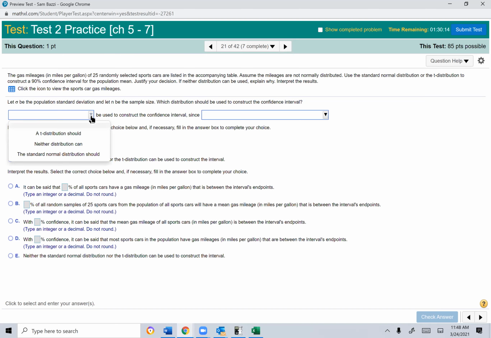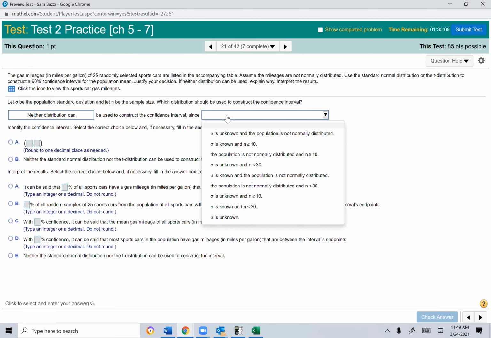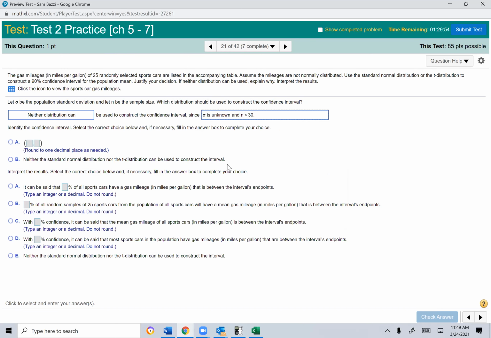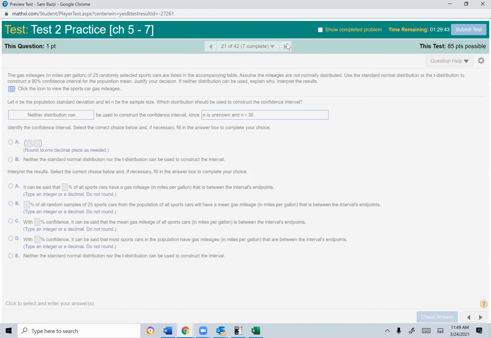So what do we say here? Neither distribution can be used since sigma is unknown and n is less than 30, right here. Okay, so you have to have a population that's normally distributed if the sample size is less than 30. He has to mention that. Okay, next one.